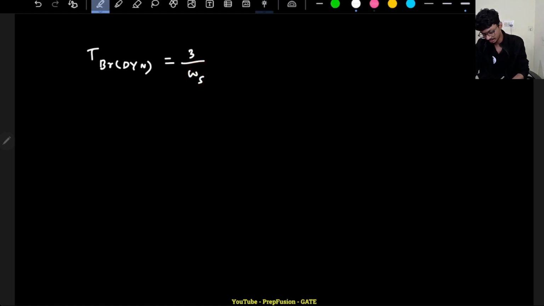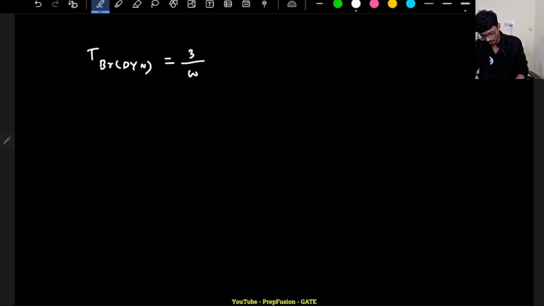Still it is omega s only, because you might have a doubt, sir, there is no supply frequency, how is it? So we did some approximation. If you remember, here actually omega r should be coming, but we have written omega s because omega r is roughly equal to omega s. That approximation we did. So 3 by omega s, you can write omega r here, no problem, you will get a torque value. Let me write omega r only, because you will get confused.